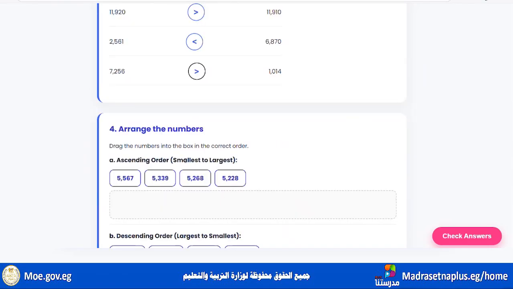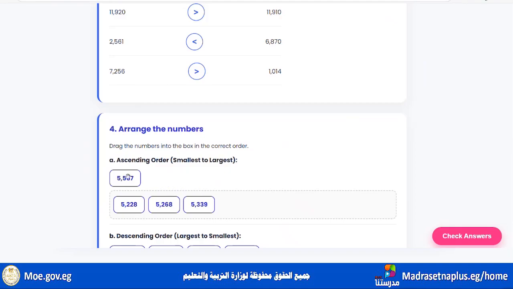Arrange in ascending order, from the least to the most, from the smallest to the largest. Which one? 5,000, 5,000, 5,000. All have the same thousand. What about the hundreds? 500, 300, 200, 200. 200 is the smallest. We have 260, 220. This one the smallest, then this one, and this one, and this one.